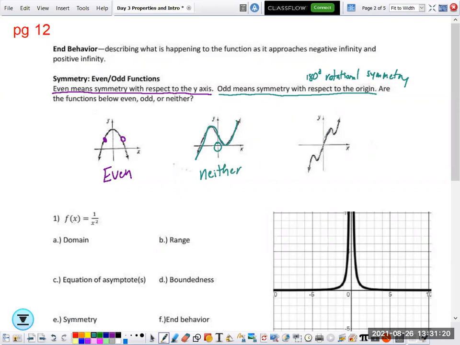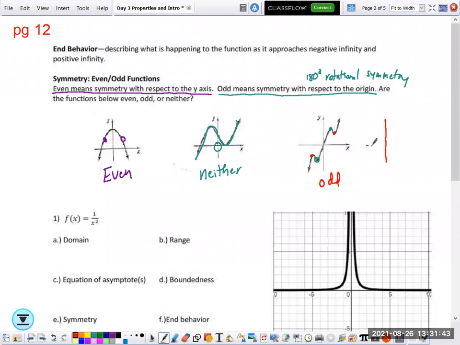Now this guy here, here's the origin, and this happens to go through the origin, it doesn't have to go through the origin. If I take this point right here and rotate it 180 degrees, it lands down there. If I were to pick up this point and rotate it 180 degrees, it lands down here. This function has odd symmetry.